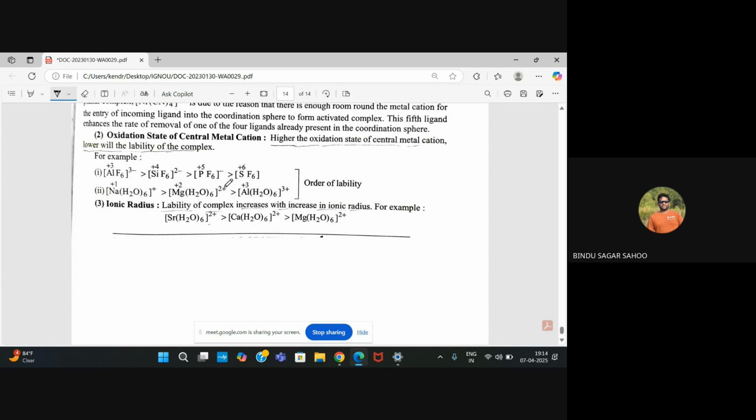Here also you can see a similar example: sodium, magnesium, and aluminium. In aluminium, the oxidation state is +3. That's why it will be more inert. This one will be more labile. And in main group elements also, strontium, calcium, and magnesium, you can see the lability of the complex increases with increase in ionic radius. This one will be the more labile complex, and this one will be the less labile complex.